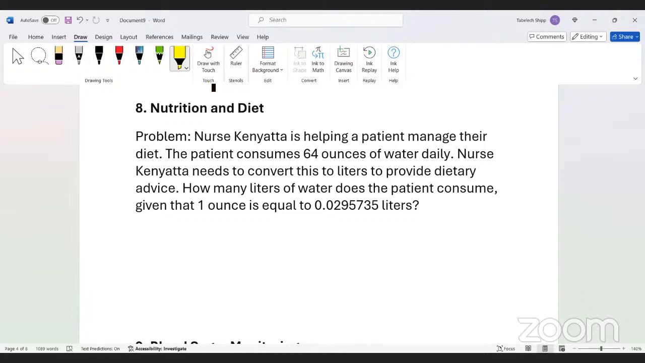So this patient consumes 64 ounces of water daily. How many liters of water does the patient consume, given that 1 ounce is equal to 0.0295735 liters? All right, so what are we going to do? We're going to set this up again and say 64 ounces times, on the very bottom, 1 ounce, and on the very top, you're going to put 0.0295735 liters.